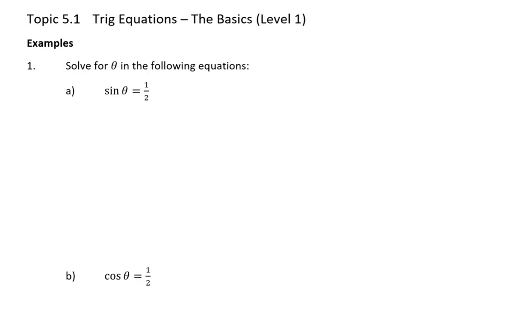So our first example says solve for theta in the following equation, and the equation says sine theta is equal to a half. Now I think the most important thing here is to remember what we learned about the four cousins. The four cousins taught us that there are 4 places in the Cartesian plane where sine theta would be equal to a half. 2 of them will be positive and 2 of them will be negative.